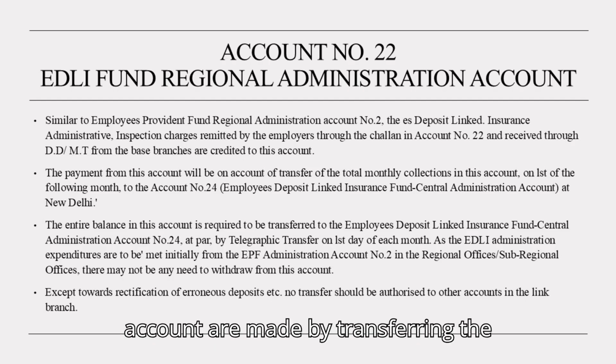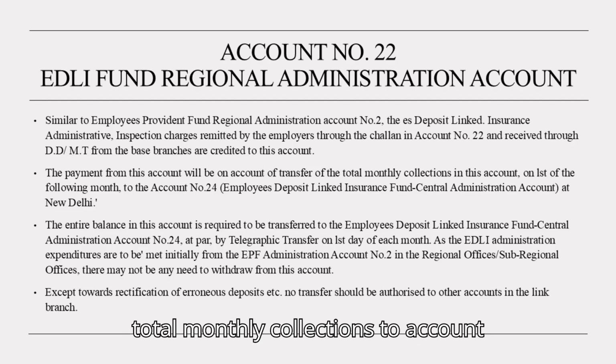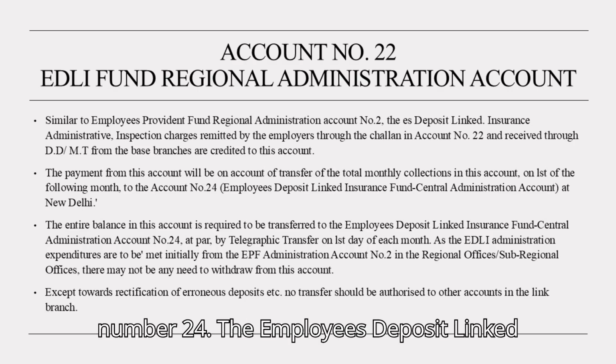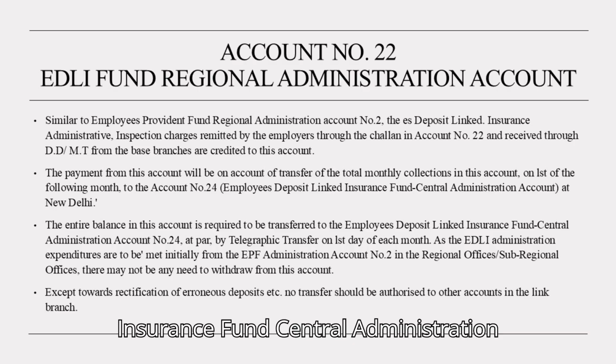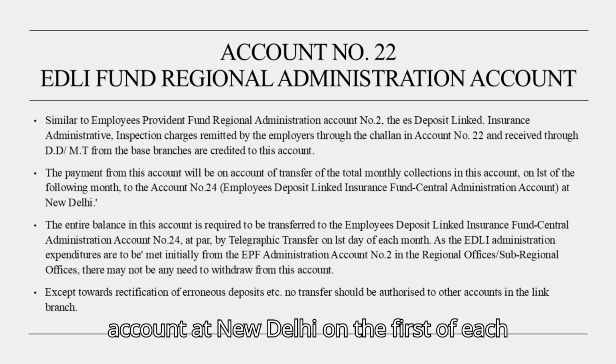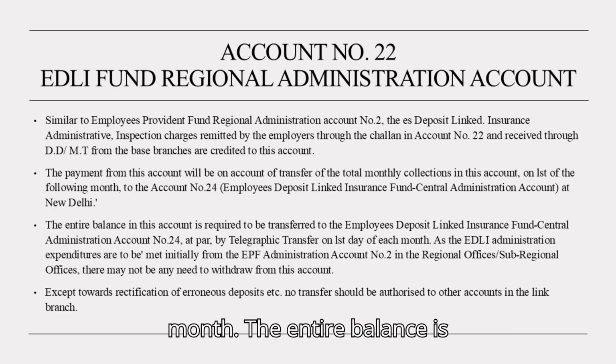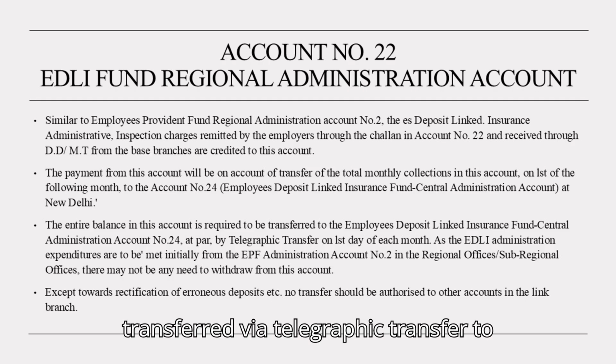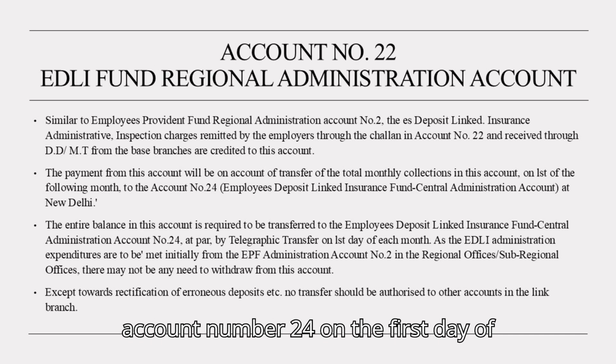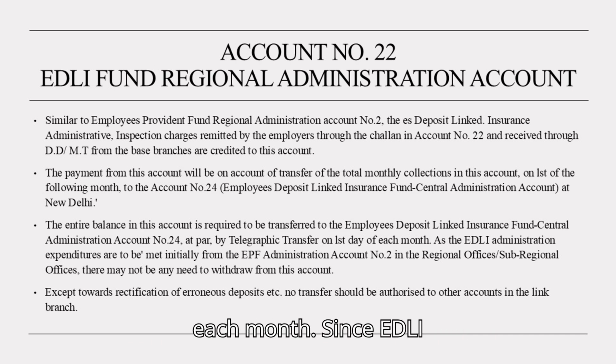Payments from this account are made by transferring the total monthly collections to account number 24, the Employees Deposit-Linked Insurance Fund Central Administration account, at New Delhi on the 1st of each month. The entire balance is transferred via telegraphic transfer to account number 24 on the first day of each month.